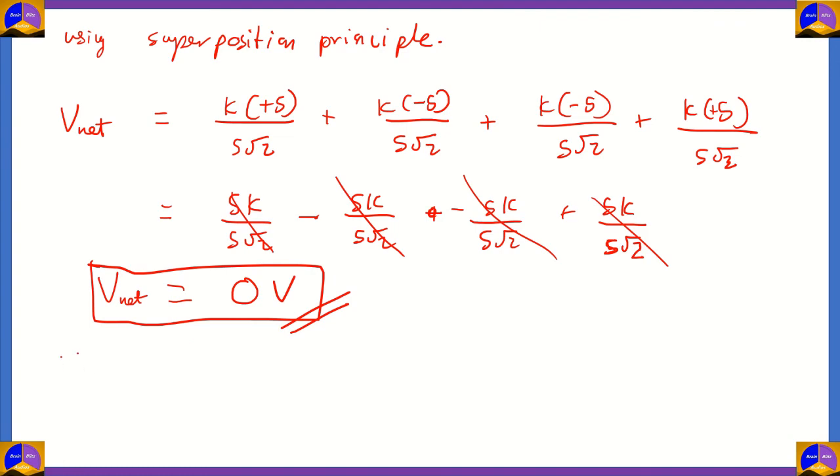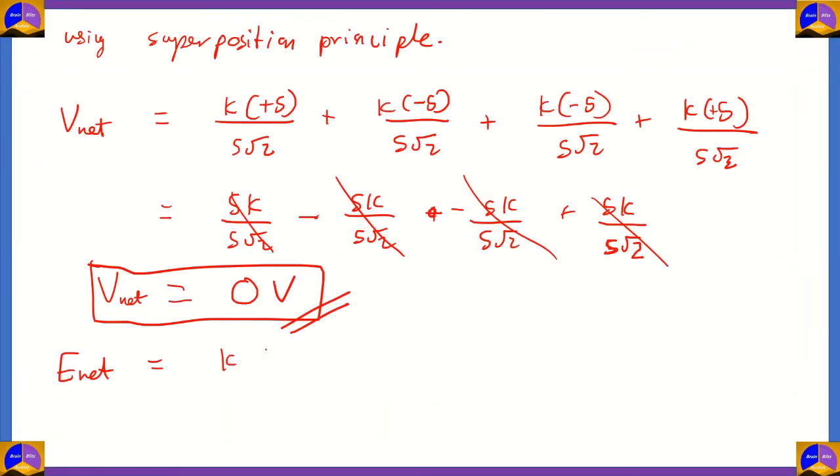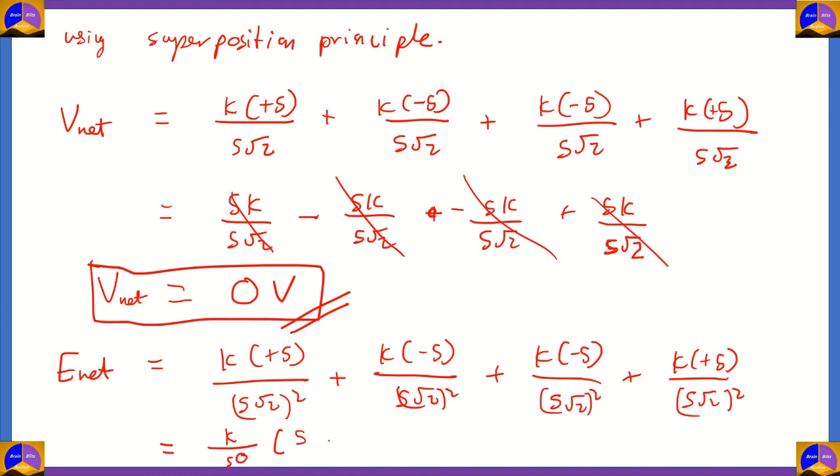Now what about electric field? The net electric field is K times plus 5 divided by (5 root 2) squared, plus K times minus 5 divided by (5 root 2) squared, plus K times minus 5 divided by (5 root 2) squared, plus K times plus 5 divided by (5 root 2) squared. So what we can do is take K and (5 root 2) squared, that is 50, common, and you'll get 5 minus 5 minus 5 plus 5. So it's basically 10 minus 10, so that is equal to 0.